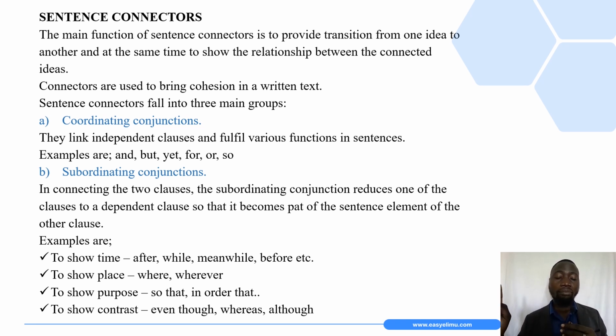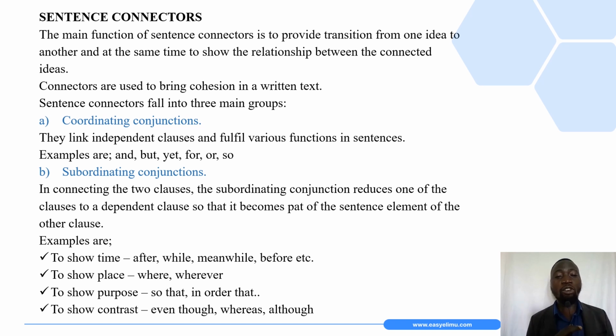So remember, the shortcut for mastering the coordinating conjunctions is FANBOYS. So we only have 7 coordinating conjunctions, and the easiest way to master them is by having FANBOYS in your mind. That is F for for, A for and, N for nor, B for but, O for or, Y for yet, S for so, and so on.